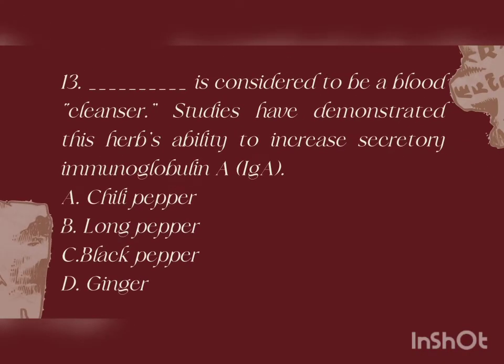Number 13. Blank is considered to be a blood cleanser. Studies have demonstrated this herb's ability to increase secretory immunoglobulins. A. Chili pepper. B. Long pepper. C. Black pepper. D. Ginger.